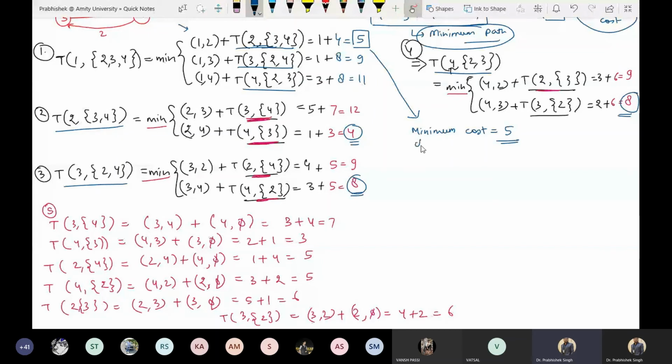You can say minimum cost of traveling. Okay, so this is the answer. So we have calculated the minimum cost of traveling.